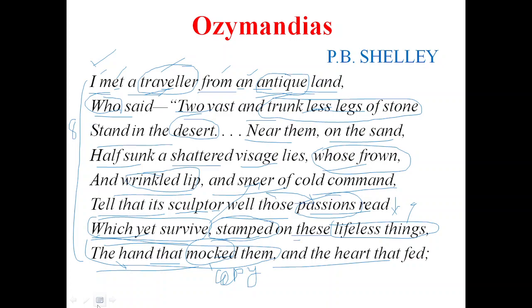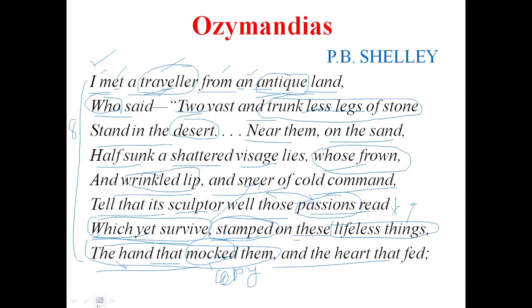"Which yet survive", which are still alive, "stamped on these lifeless things". Lifeless things means he is talking about the stone, on which these emotions, these passions can clearly be seen even today. "The hand that mocked them": whose hand was that? That was the hand of the sculptor. He copied them. What is the work of a sculptor? He copies or mocks the real human or real thing, and he carves it out on the stone, "and the heart that fed", and how his heart could feel those emotions.